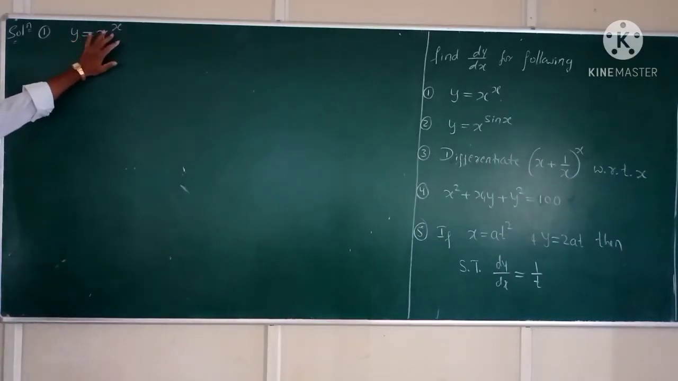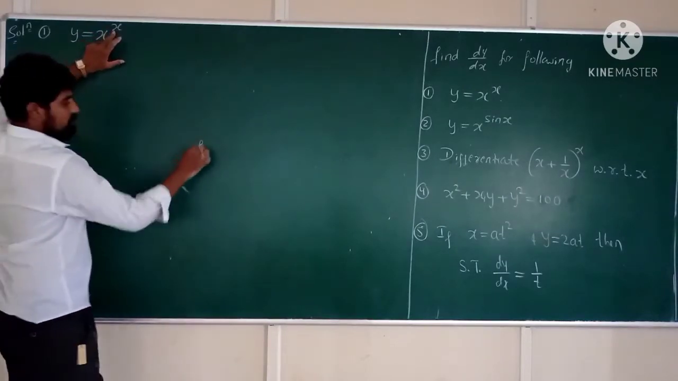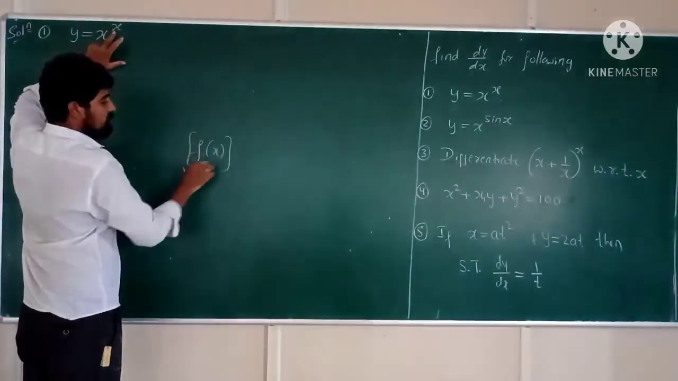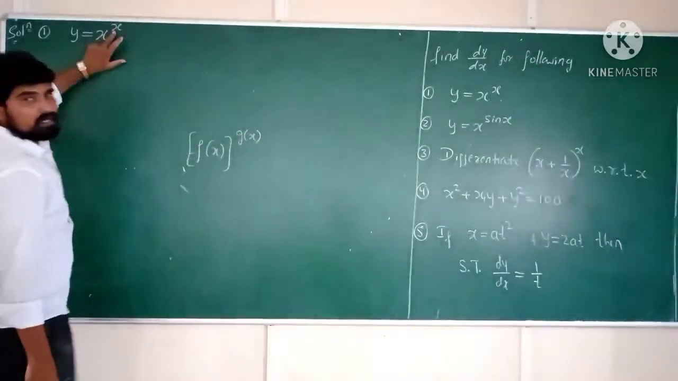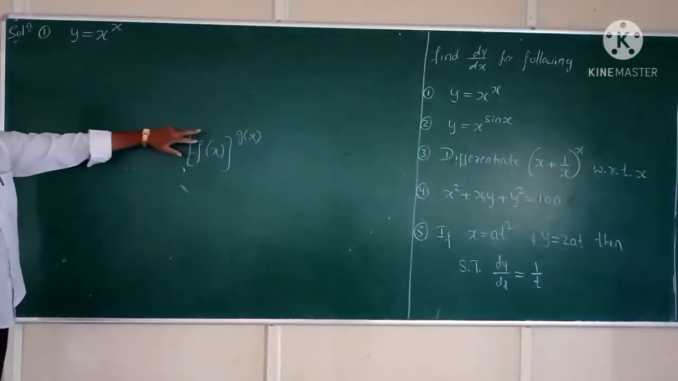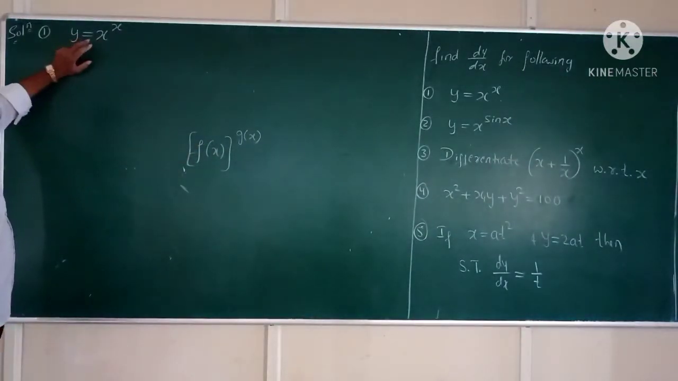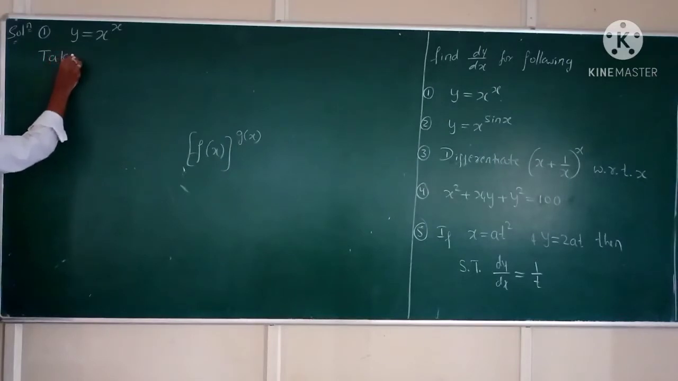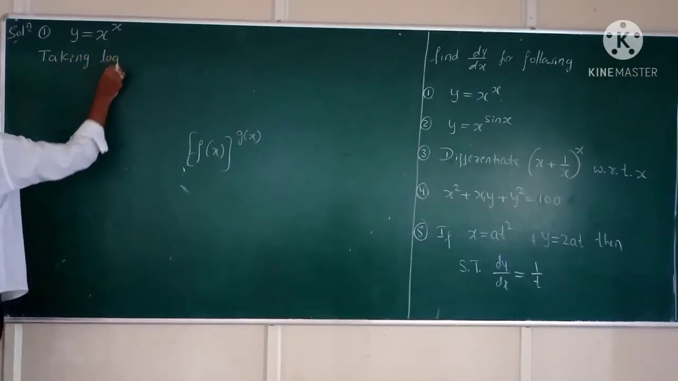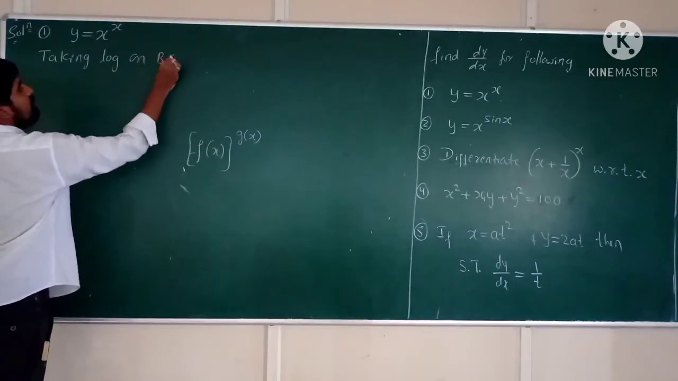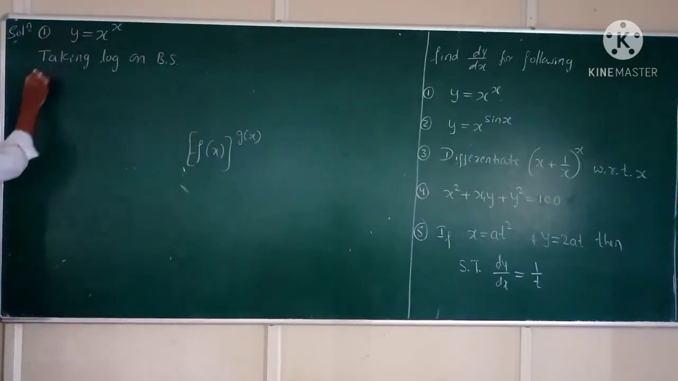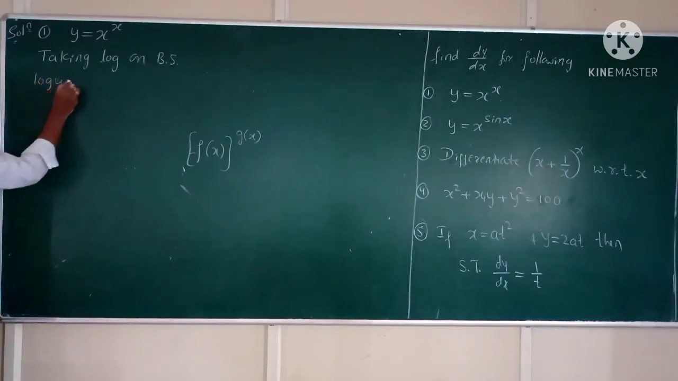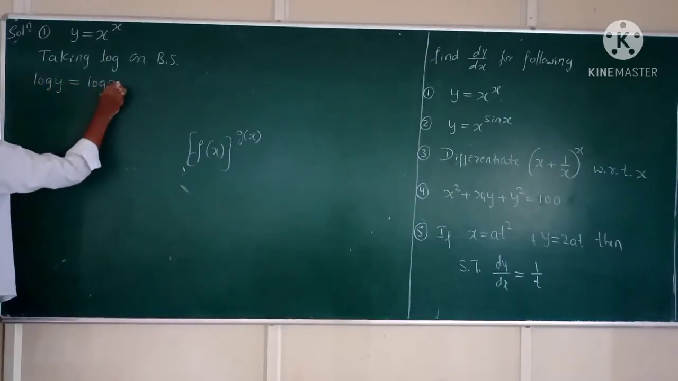So x power x is of the form function power function. It is of the form f(x) power g(x). So if there exists a function power function, to differentiate we need to take log on both sides. First step is taking log on both sides. So then it becomes log y is equal to log of x power x.